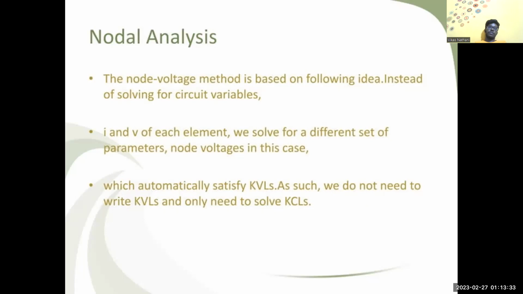What are KVL and KCL? KVL is Kirchhoff's voltage law and KCL is Kirchhoff's current law. KCL says the sum of the currents entering the junction is equal to the sum of the currents leaving the junction. KVL says that in a closed loop, the sum of the voltages across the closed loop is zero. These two are the most important laws, and we need to know them to use the method of nodal analysis.